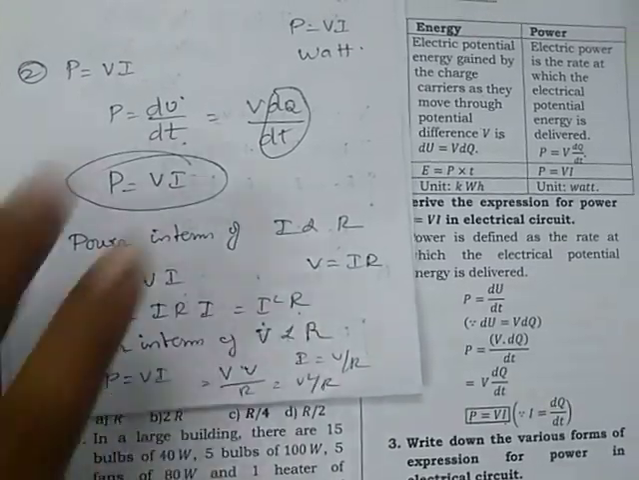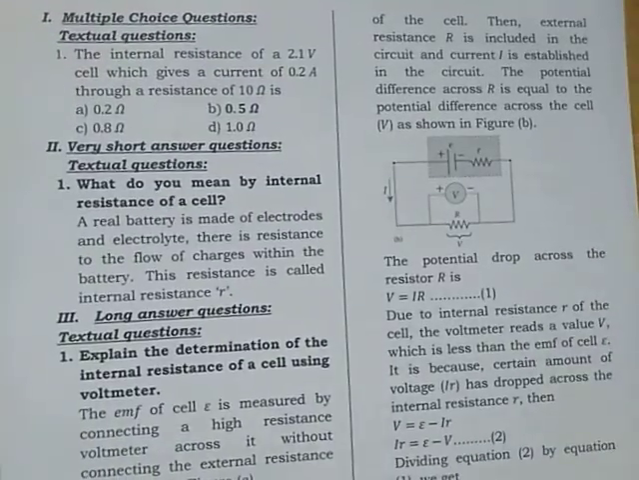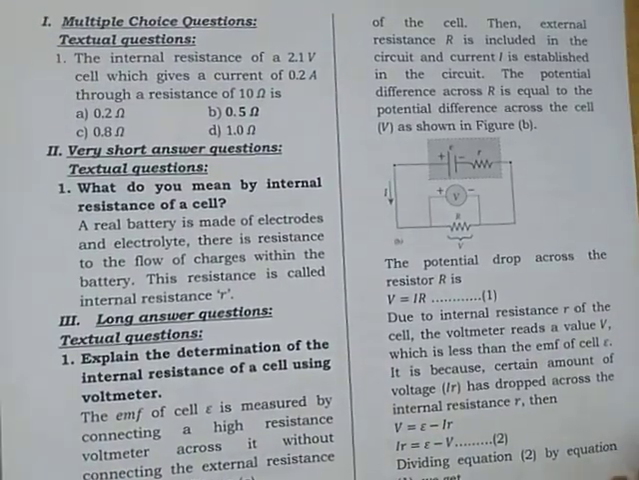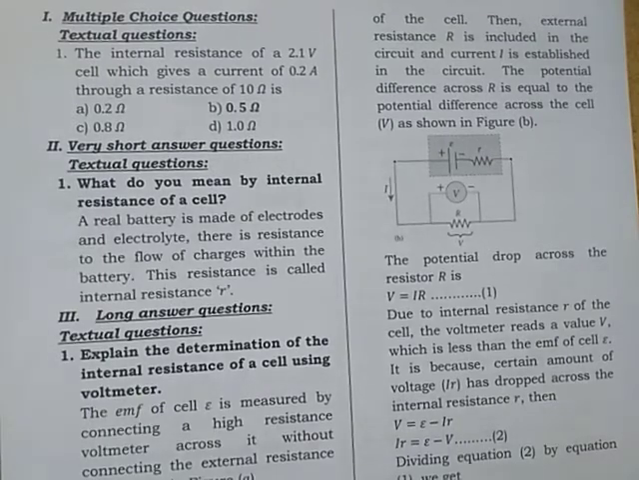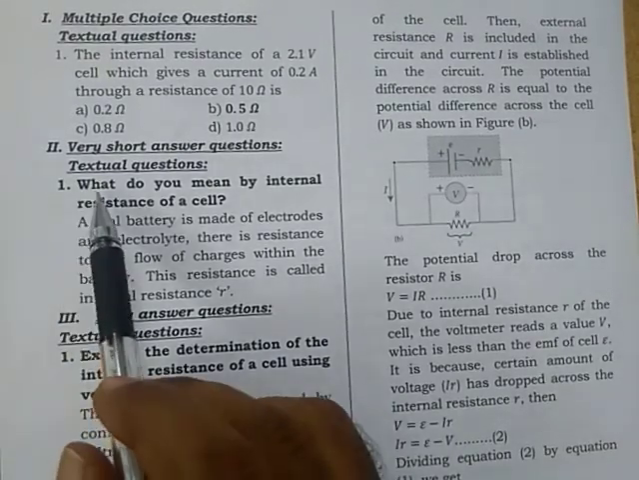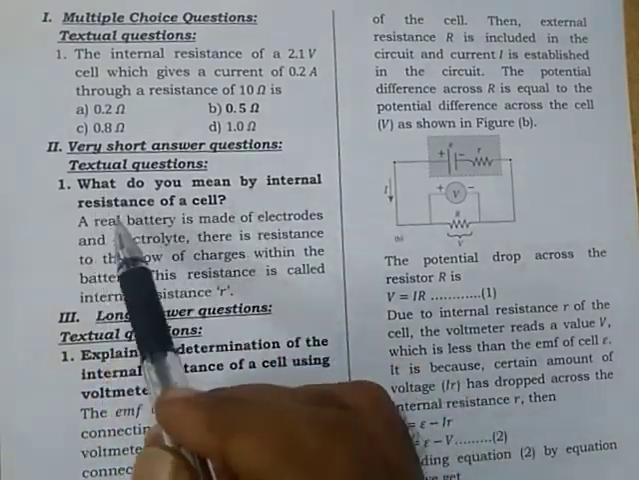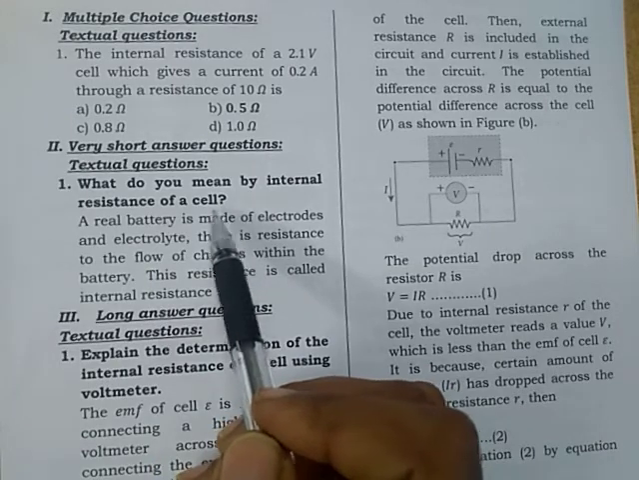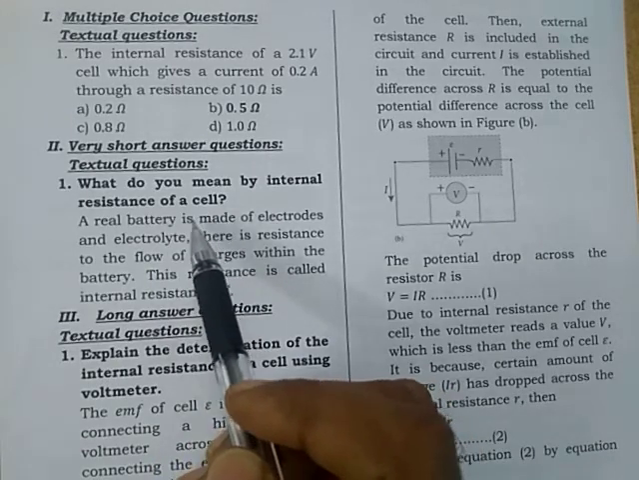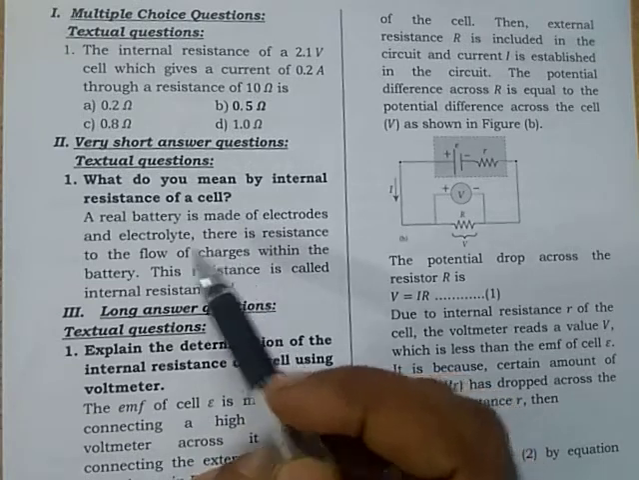The next subtopic is electric cell and batteries. The first question: what do you mean by internal resistance of the cell? Internal resistance is the resistance offered by the electrode and electrolyte of the cell.